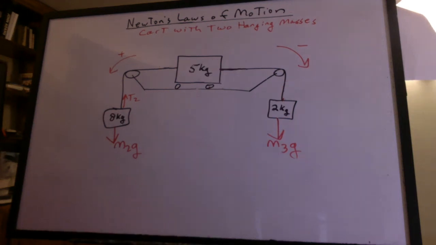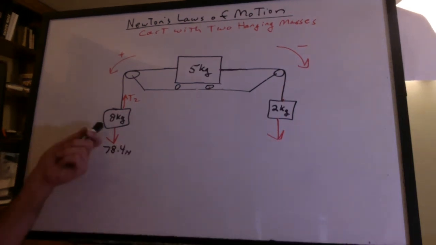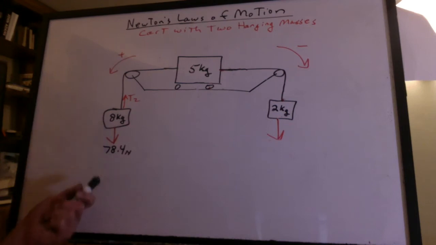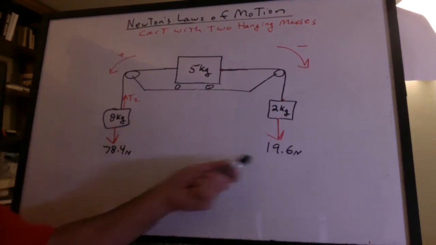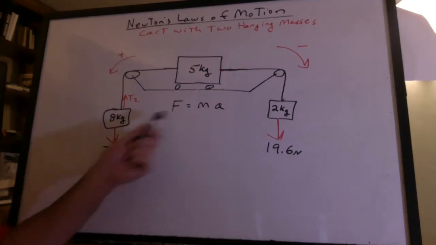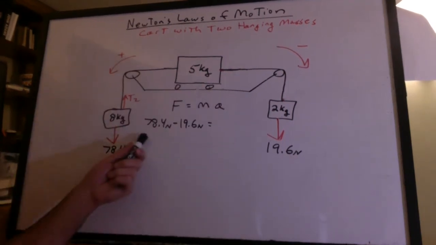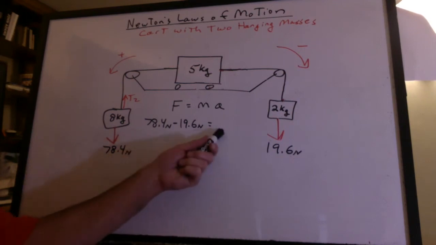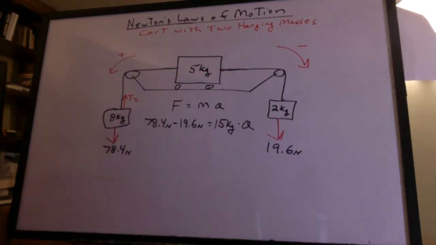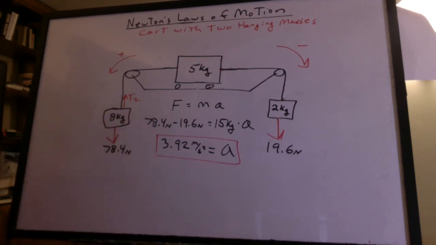Let's practice with these masses. 8 kilograms times 9.8. 2 kilograms times 9.8. F equals ma. Remember, we're doing the whole system. The force forward minus the force backward. 15 kilograms for the system times a. We get 3.92 meters per second squared. Now that's the acceleration of each one of these items.